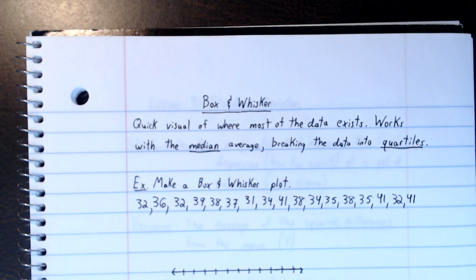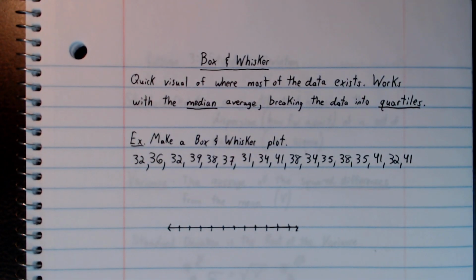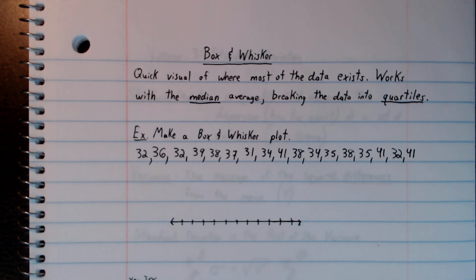So that's your stem and whisk. I'm sorry. That's your, what is that, line plot. I probably could have done stem and whiskers. I didn't even think about that. We're going to do stem and leaf, rather. Wow, I'm mixing stuff up. We're going to do box and whisker next.